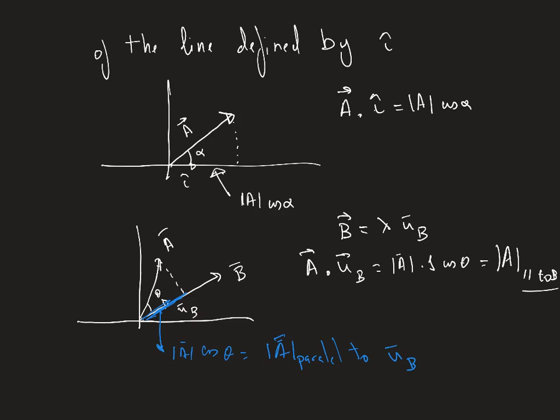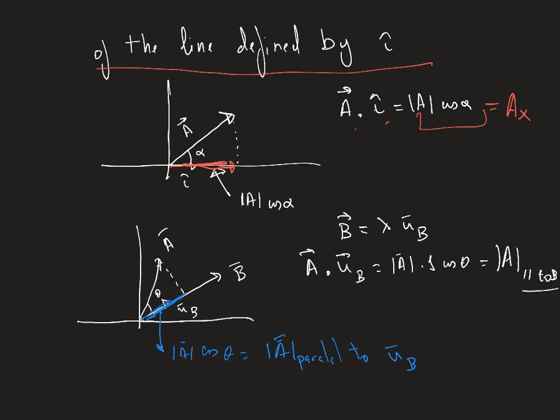Of the line defined on the direction of the line defined by i. So again, I make the picture again. A scalar i is A cosine of alpha, and A cosine of alpha is this length. This length is A cosine of alpha, which is Ax.